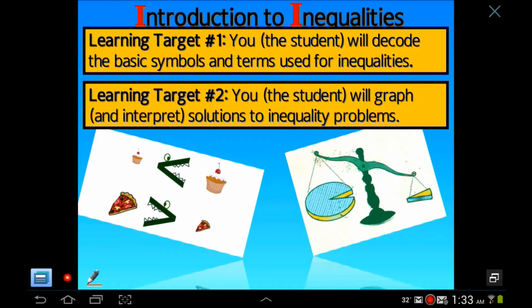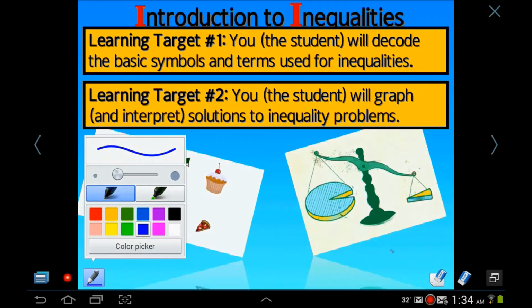We have a couple learning targets we're going to cover. One is that you, the student, will decode basic symbols and terms used for inequalities. The second is that you will graph and interpret solutions to inequality problems. So basically this is going to be an intro to inequalities. I'm going to show you the basics of inequalities, what they mean, how to write an inequality problem, and how to graph it. So that's what we're going to cover today.